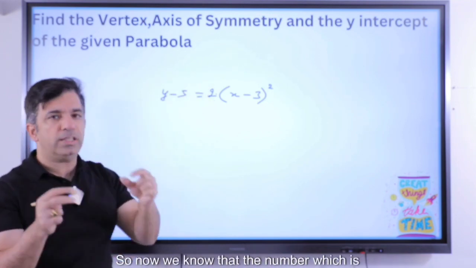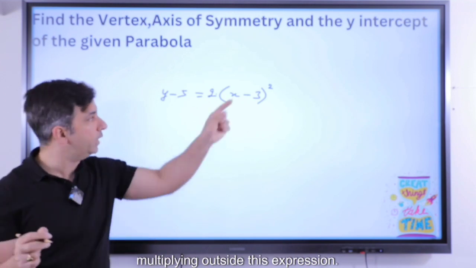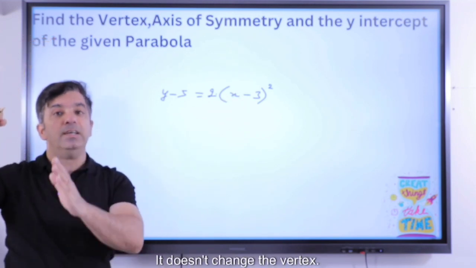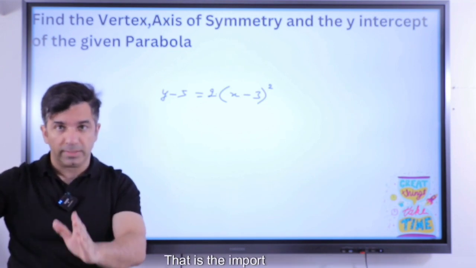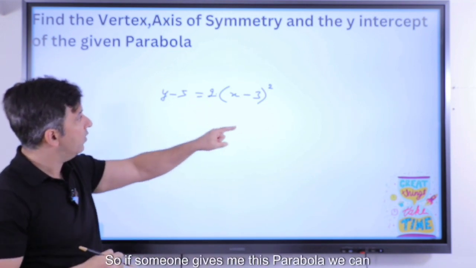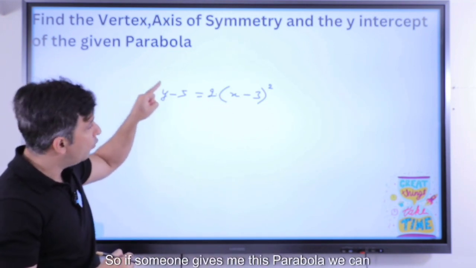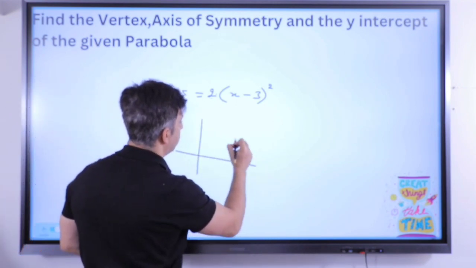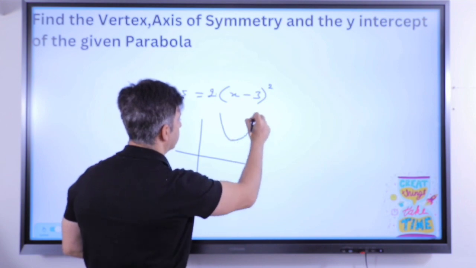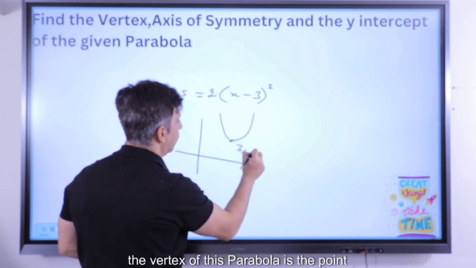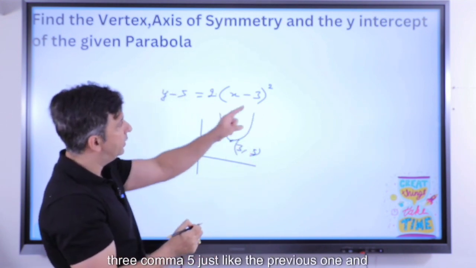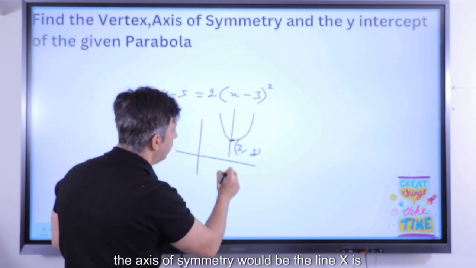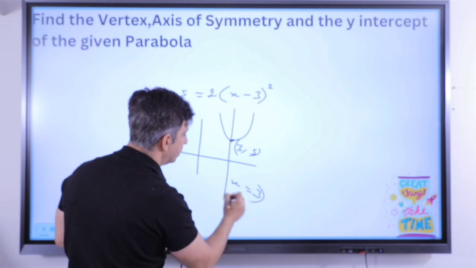Now we know that the number which is multiplying outside this expression just stretches this graph. It doesn't change the vertex. That is the important line. So if someone gives me this parabola, we can still say that the vertex of this parabola is the point (3, 5), just like the previous one. And the axis of symmetry would be the line x is equal to 3.